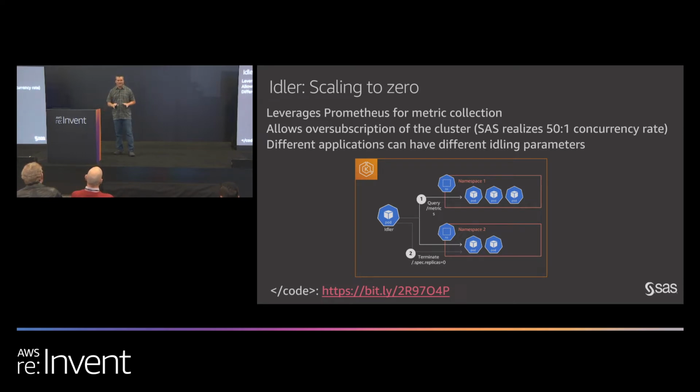Now, the important thing here is that we personally realized a 50-to-1 concurrency rate by doing this. Taking those application workloads, shutting them down, and not spending a dime while they're not being used helps us tremendously. If you go to the communities page in this link here, you can see that you can plug in some different application idling parameters as well. So it's modular to whatever your workload might be.